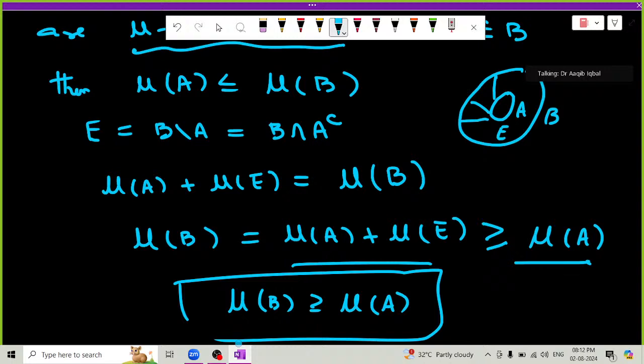और अगर यहाँ आपने ऑब्जर्व किया होगा, to prove this monotonicity we used non-negativity of the measure. We used the fact that this is greater or equal to 0, and then I concluded that mu B is greater or equal to mu A. So monotonicity के लिए we require non-negativity. Now non-negativity is not present in signed measure, so we do not expect monotonicity in a signed measure. ये याद रखेंगे आप.